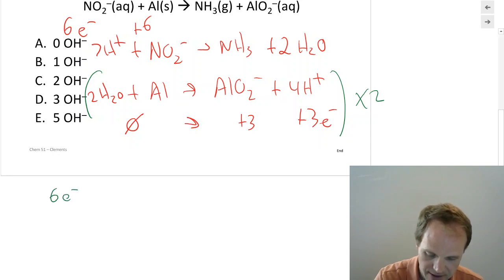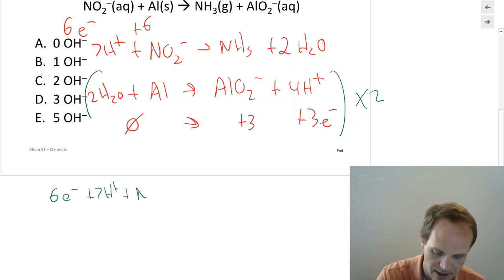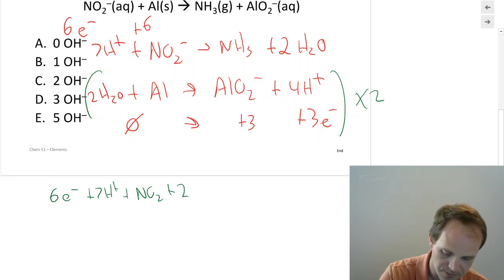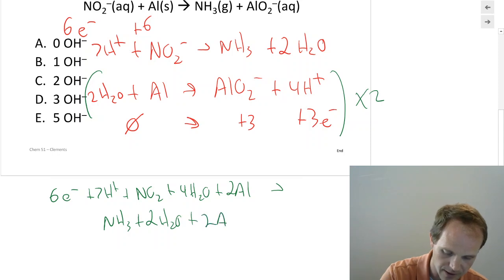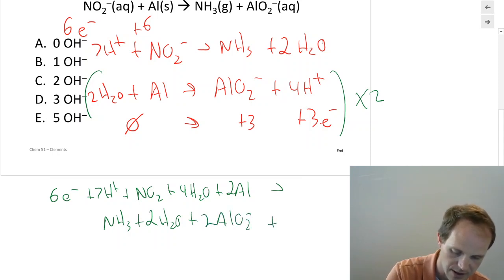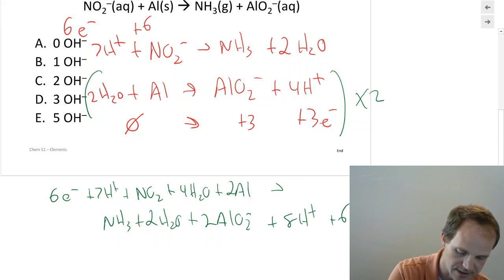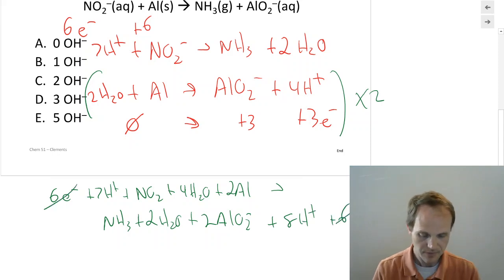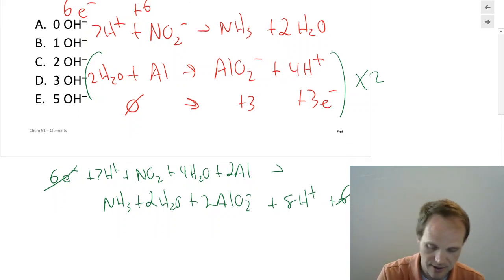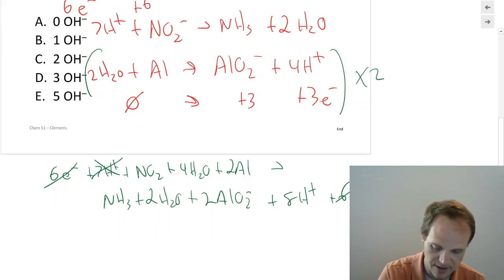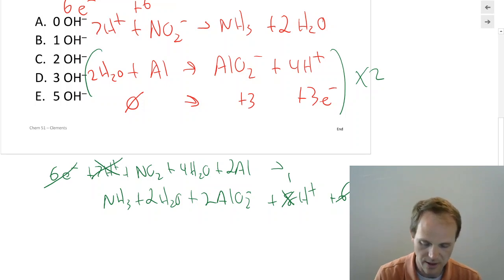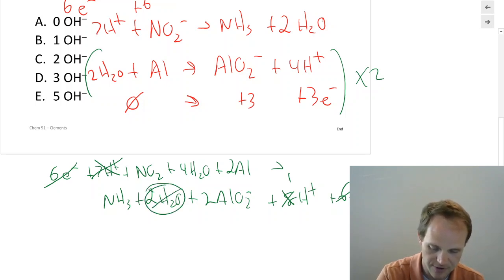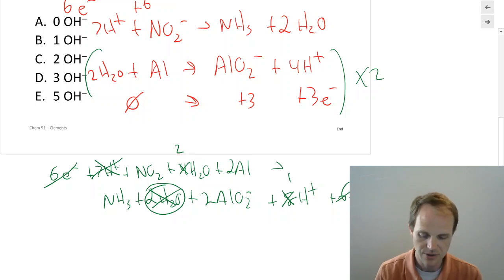I've got 6e minus plus 7H plus NO2 minus plus 2 times 2, 4H2O plus 2Al goes to NH3 plus 2H2O plus 2AlO2 minus plus 8H plus 6e minus. Okay, we have to cross out things that need crossing out. I've got 7 H pluses on the left, 8 on the right, so I just end up with 1 there. I've got 4 waters on the left, 2 waters on the right, so I just end up with 2 there.